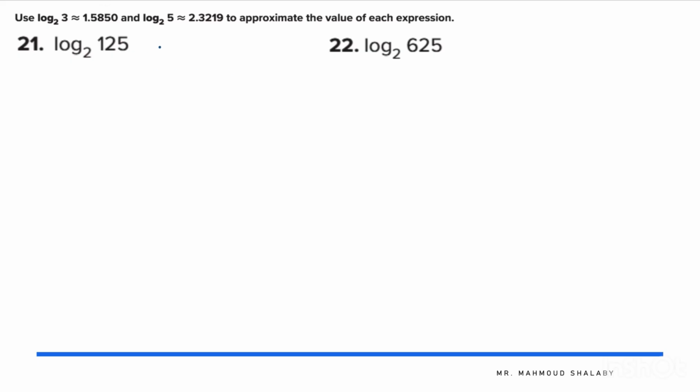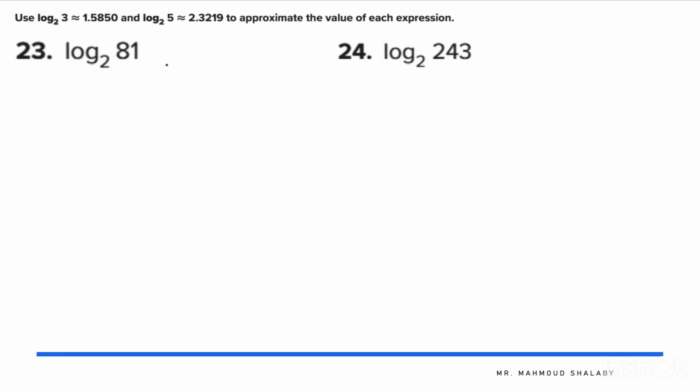125 could be rewritten as 5 to the power of 3. Remember, 625 could be written as 5 to the power of 4. Every time you will put the exponent outside and use the given value in the question, like in log 5, I will use this value here. Last two, I think here, 81 could be rewritten as 3 to the power of 4.